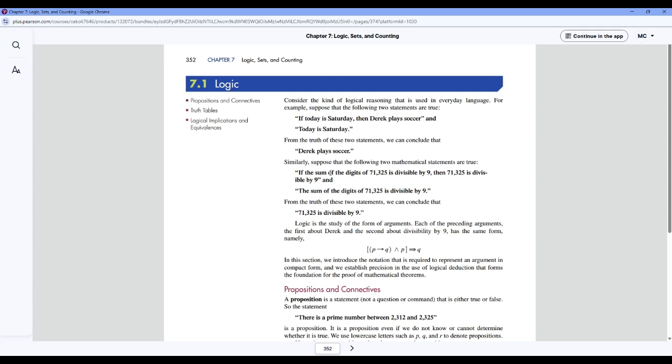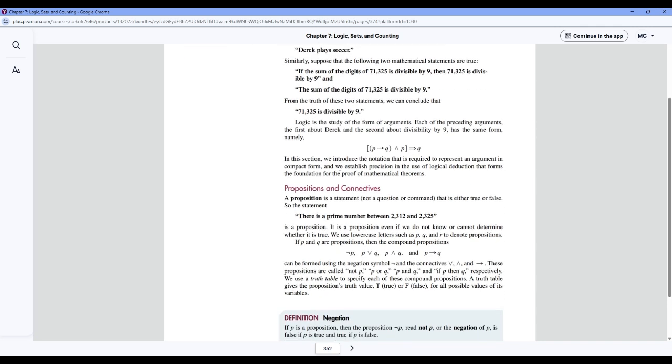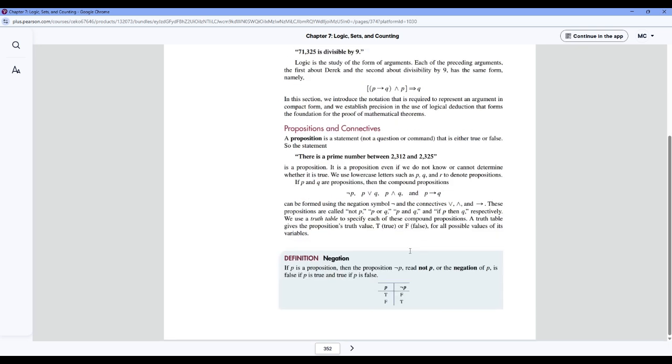Here's another one. If the sum of the digits of a number is divisible by 9, then the number is divisible by 9. Then the sum of the digits is divisible by 9. So we're just basically working forward. If P implies Q and P, well, that means Q. A proposition is a statement, not a question or demand or command, that is either true or false. For example, there is a prime number between 2312 and 2352.